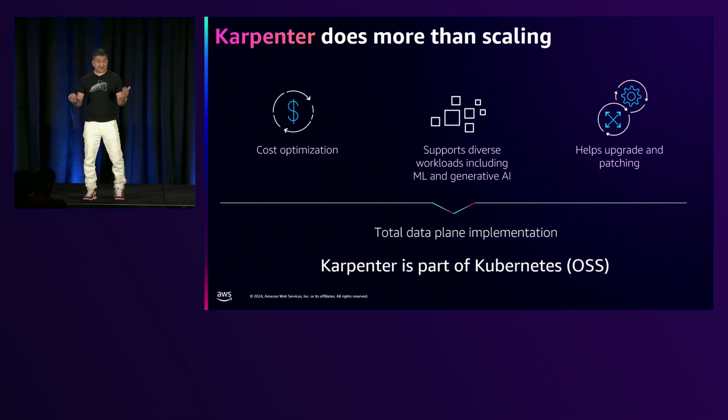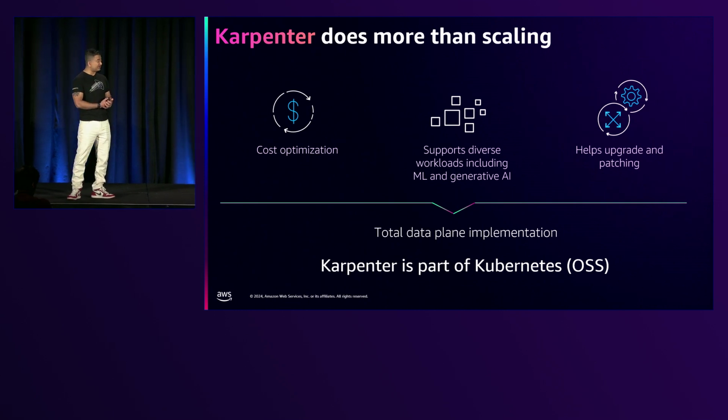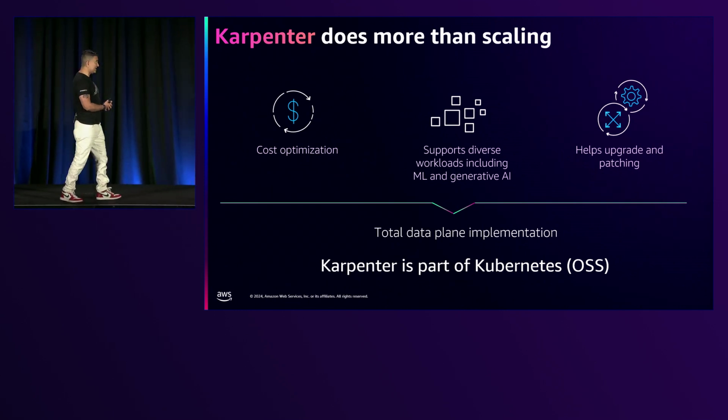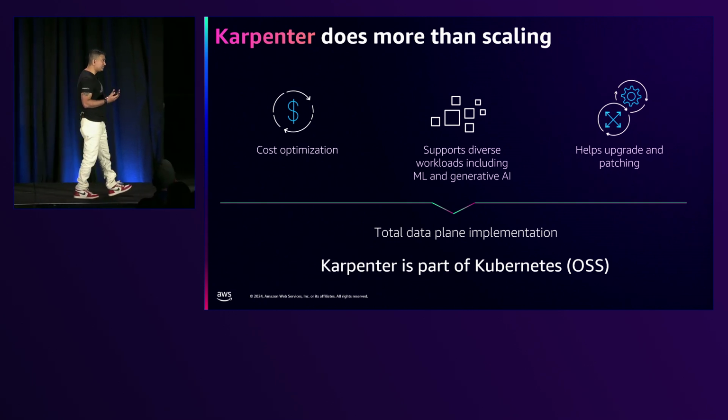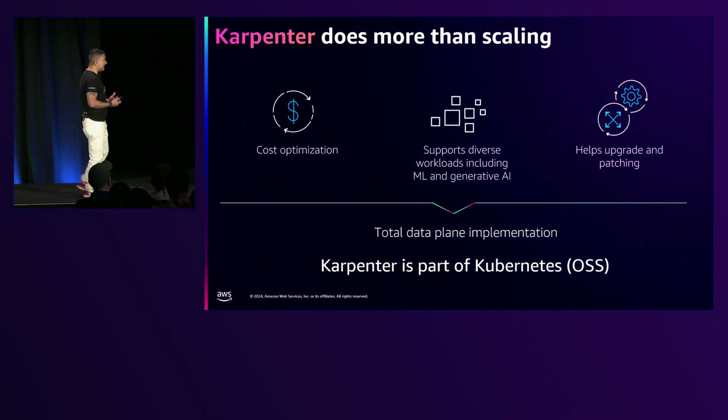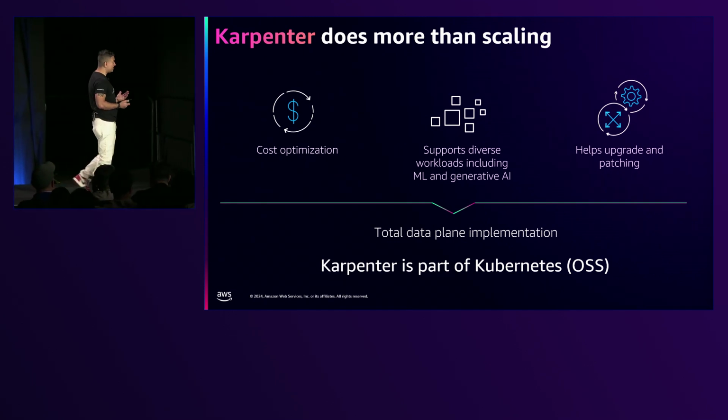Karpenter is made with love at AWS, but we donated it to the open source community, and it is one of the CNCF projects now under SIG autoscaling. And we are very proud to see how Karpenter is growing and how customers like you are contributing to Karpenter.